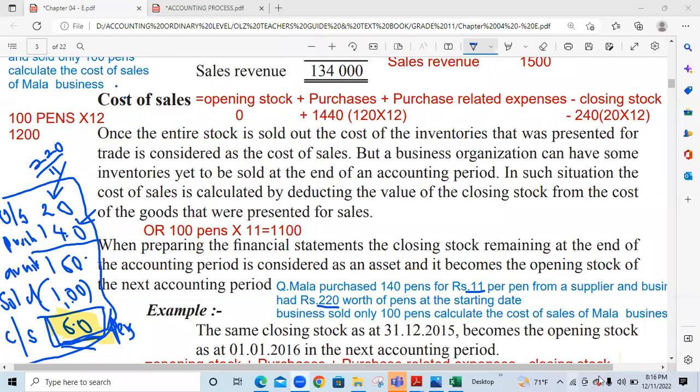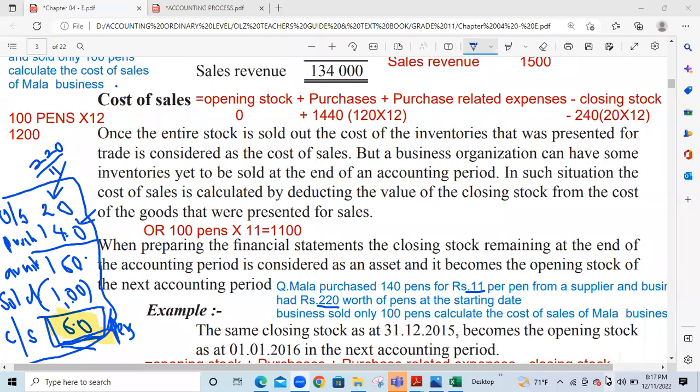To find cost of sales, we have to deduct the closing stock. Why do you deduct closing stock? Because it's not yet sold. Cost of sales means cost of the goods sold. So if you deduct closing stock only, you will get the cost of the goods sold.